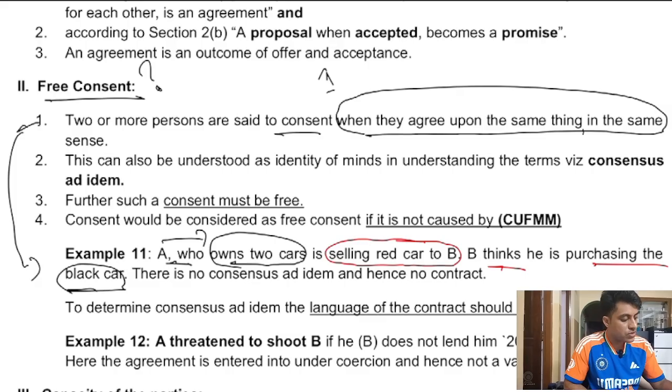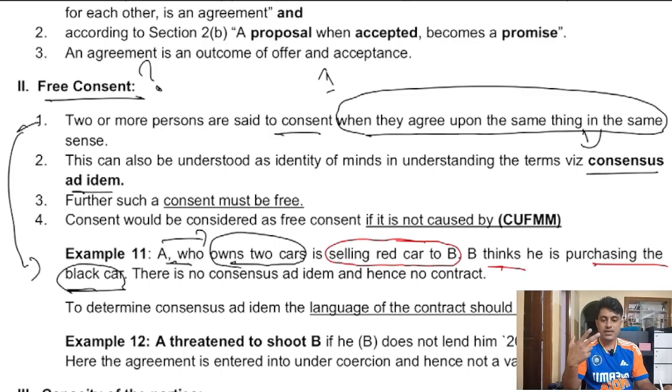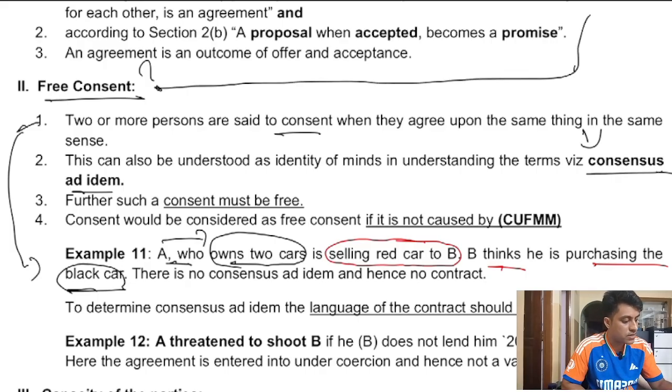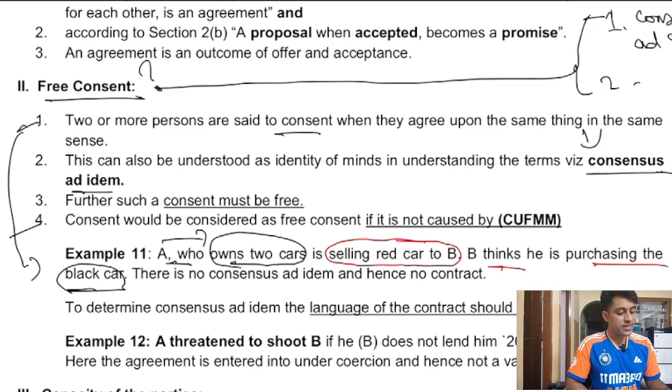And this is also called consensus ad idem. Two parties agreeing upon the same thing in the same sense, we call it consensus ad idem. So let me call it the first equation. So basically your free consent has two parts. First one is consensus ad idem. Second one is here. The consent would be considered as free consent if it is not caused by CUFM.